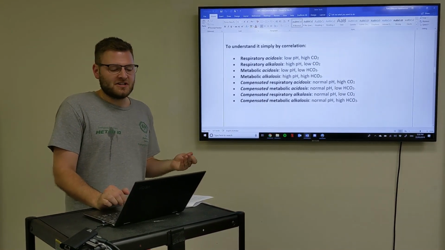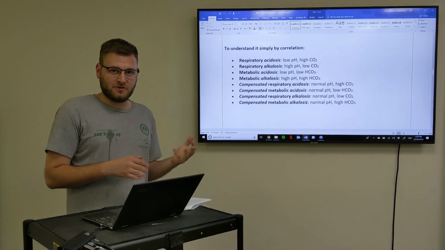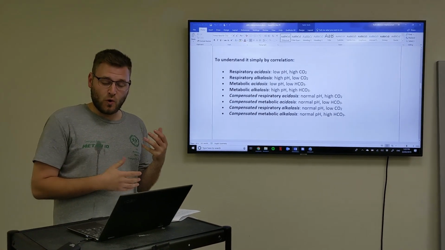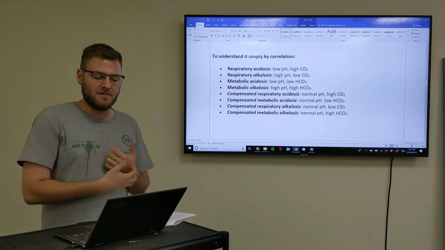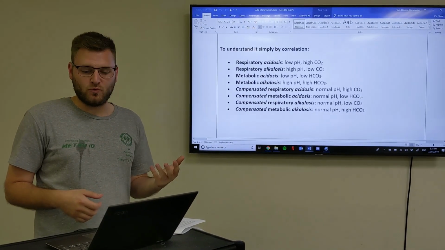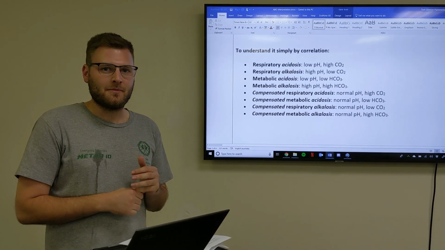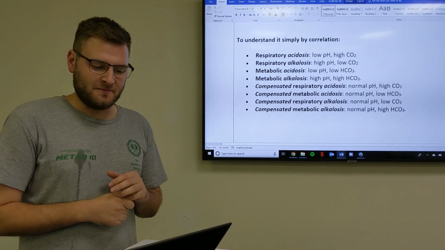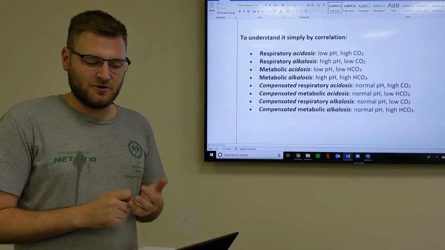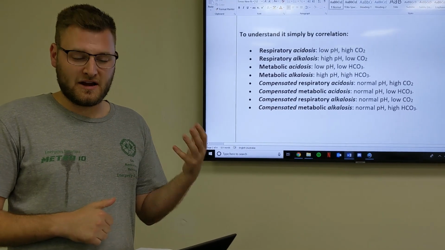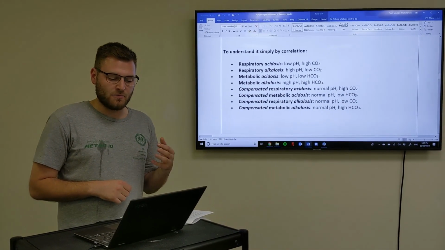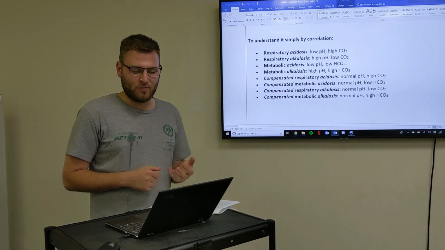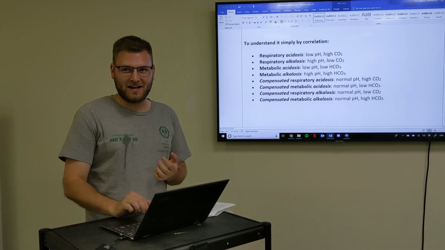When you have compensation, in a respiratory acidosis you're going to see a normal pH with high CO2, and a compensated metabolic acidosis is again going to have a normal pH with low bicarbonate. A compensated respiratory alkalosis is going to have again a normal pH and low carbon dioxide, and a compensated metabolic alkalosis is going to have again a normal pH and a high bicarbonate.